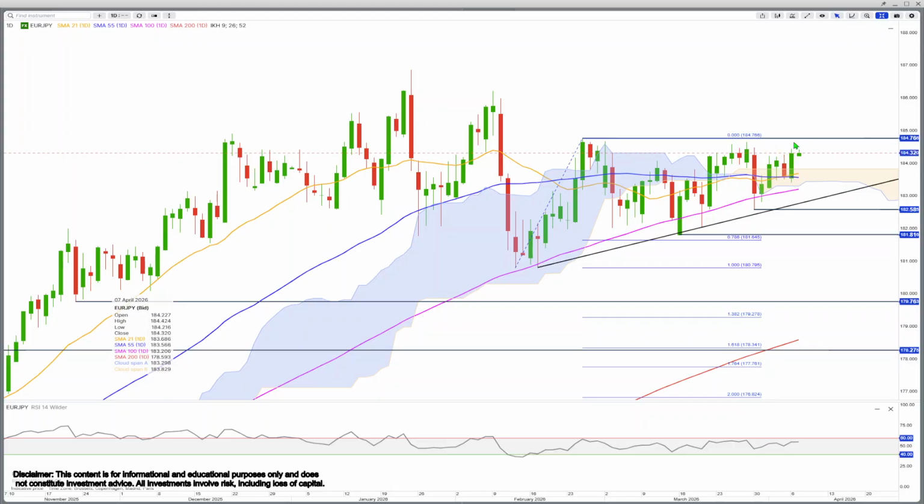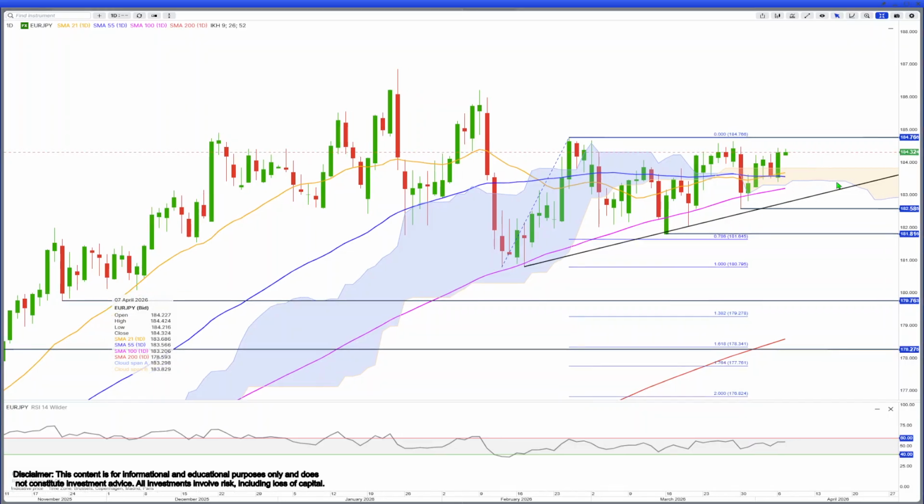So will it break out to the upper side? Well, we are above the cloud. We are above all moving averages. The 55 though is dragging down on it a little bit, but the 100 is pushing up here. You can see how it gives some support: every time euro yen is dipping below the 100, then it bounces back. So let's see here in the coming times.